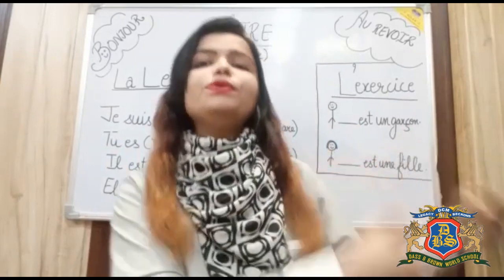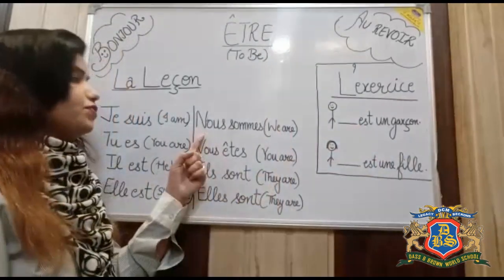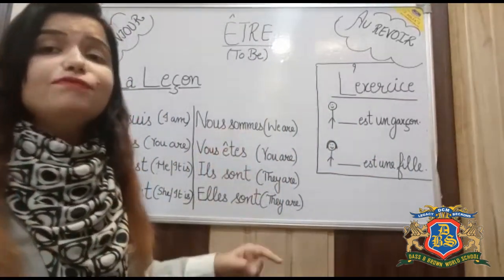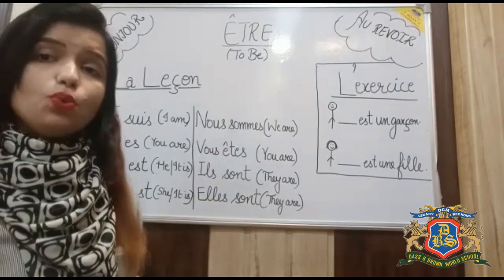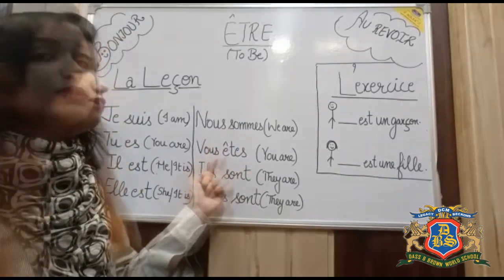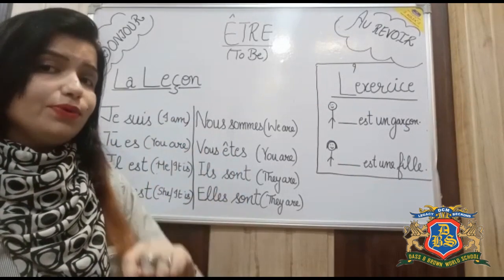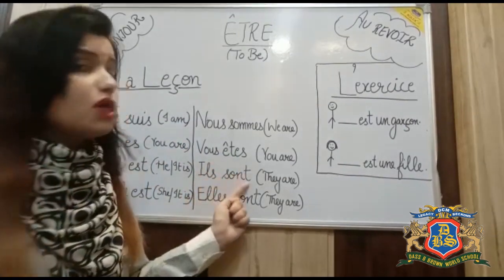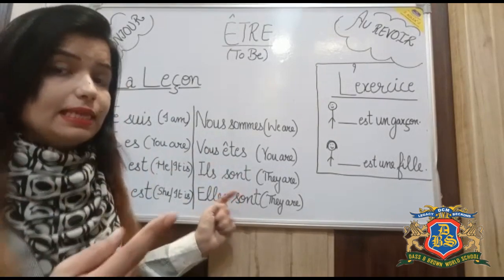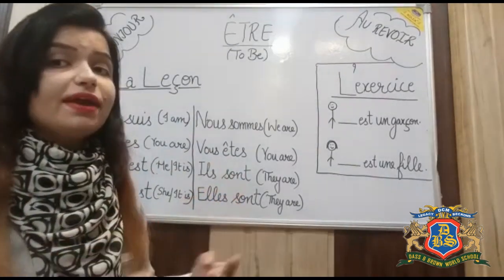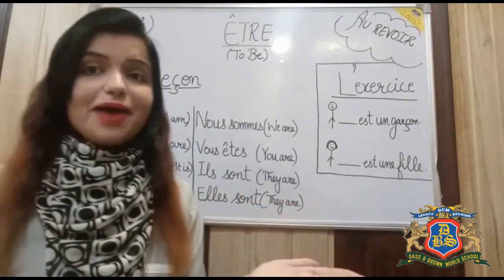Now come to the plural side. Here we have nous sommes, that is we are. After that, vous êtes, that is you are, plural. Then we have ils sont, they are, masculine. Elles sont, they are, feminine. Très bien.